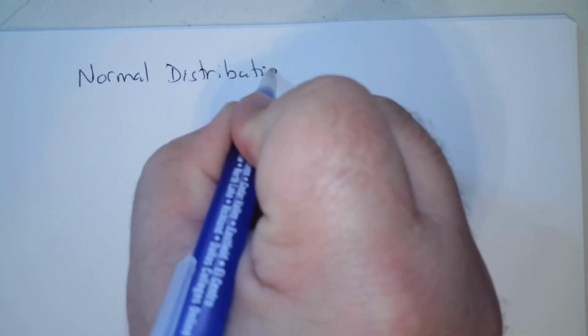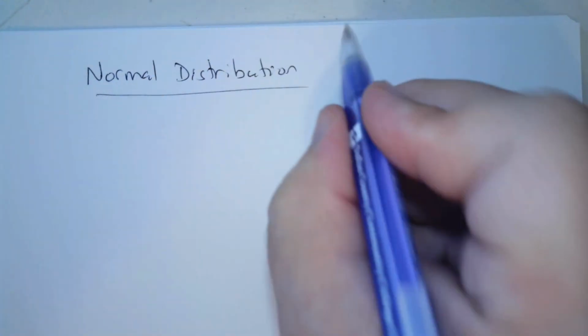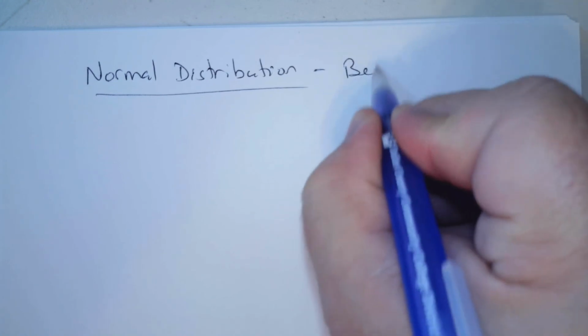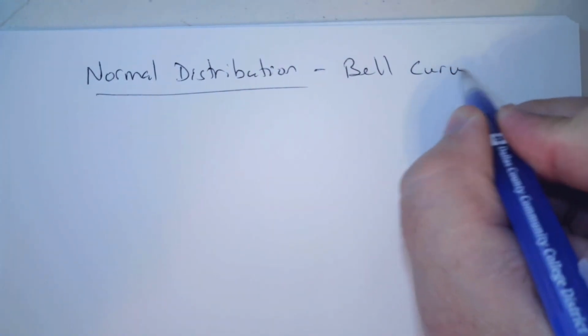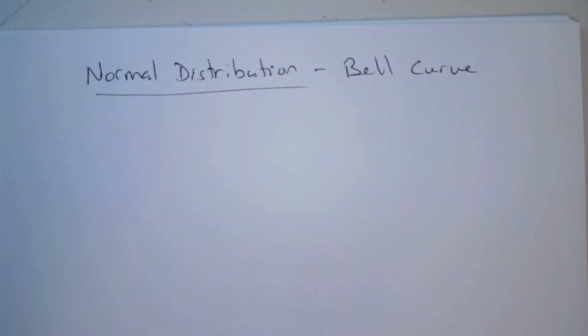Now we're getting close to the end, I promise. Normal distribution. Whenever we talk about normal distribution, we talk about the bell curve. The bell curve looks like this.